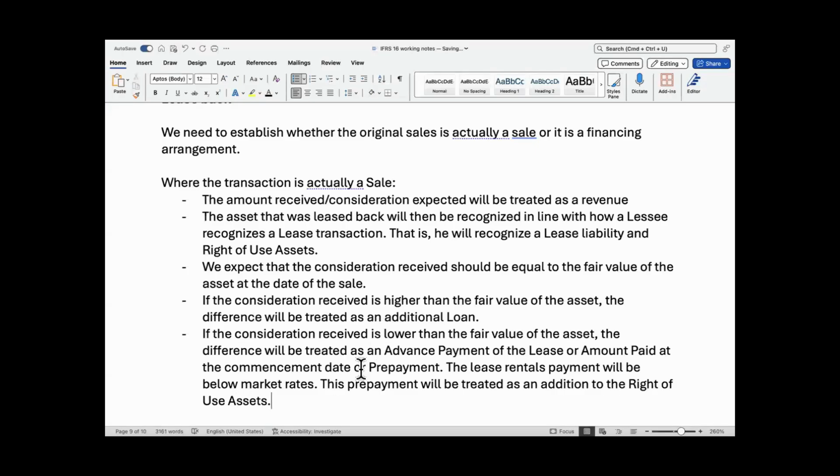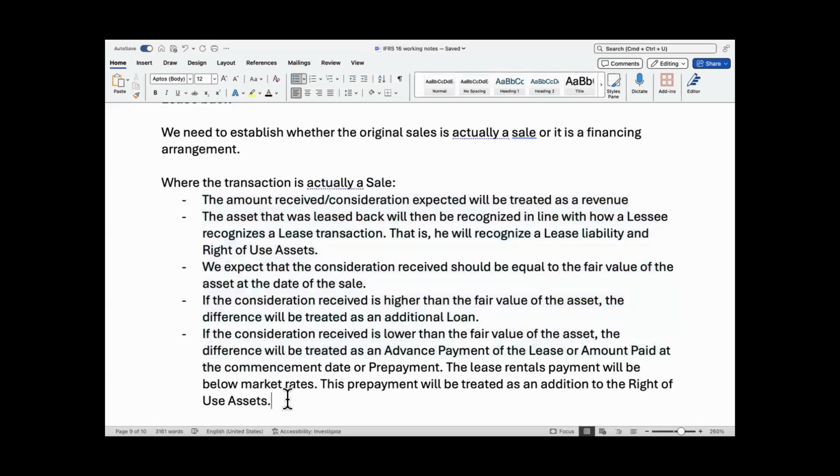If you remember, that's how we usually treat amounts paid at the commencement date. We usually add it to the ROU. If you remember, right of use asset is PV of unpaid lease rental plus amount paid at the commencement date plus initial direct cost, like that. And that's exactly how we're going to treat this at the same time. So the farmer is asking, who is the owner of the asset? He has sold now. We are saying this is actually a sale. So a new person has bought the asset. We are just leasing it back. So this is everything. This is how you treat it.